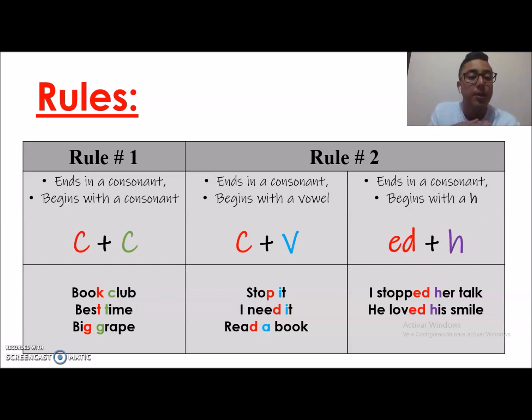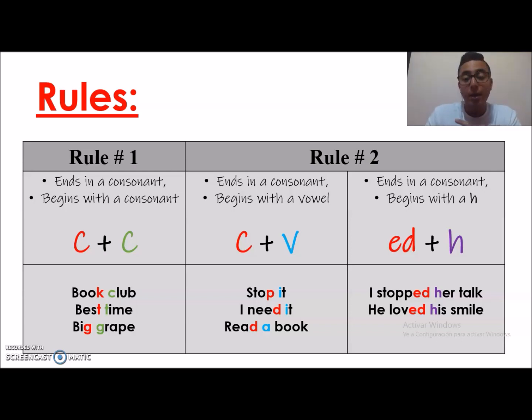Book club. Same as best and time. Two words, the first one ends with t and the second one starts with t. It means that we're going to put the sound together and it's going to sound like best time. Best time. We are not going to say best, time, but we're going to put the sound together in only one sound. Best time. Same as big grape. Big grape. Right?